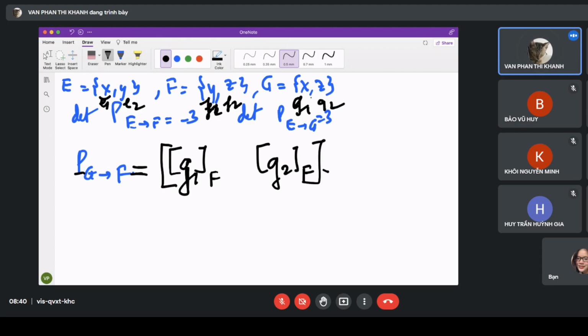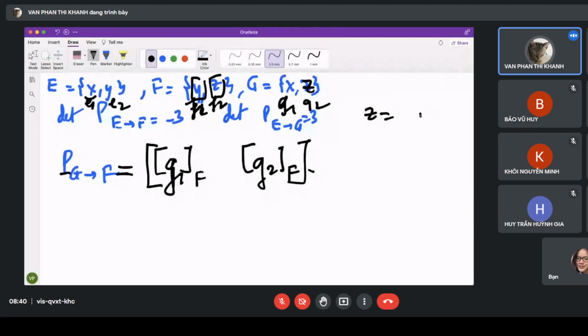Understand it? So G2, what is it? It is Z, right? And you represent it as a linear combination of Y and Z. So what is Z, class? Z equals something times Y plus something times Z. What are the coefficients here? What are the coefficients here, class?